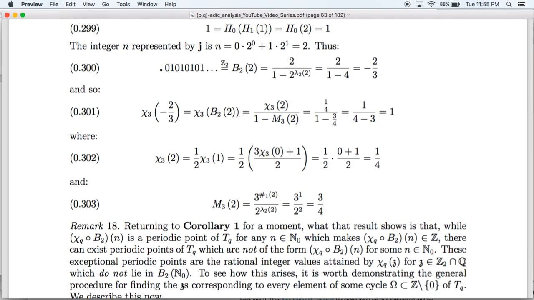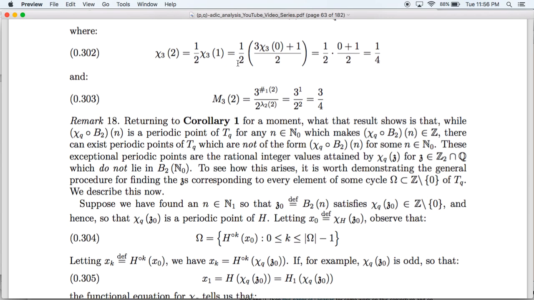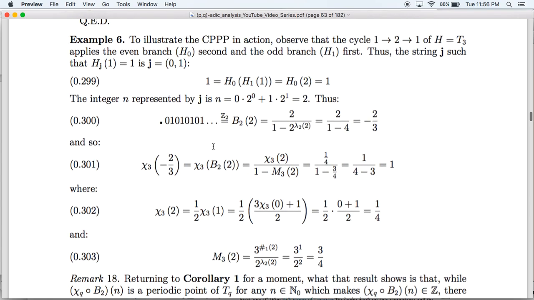Since 2 is a periodic point, by the correspondence principle we can write 2 in the form chi3 of something. However, that something is not going to be of the form b2 of something, and there's a very simple reason why. It's because in this case, the string that we got ended in a 1. So when we concatenate it with itself, we're going to keep that.